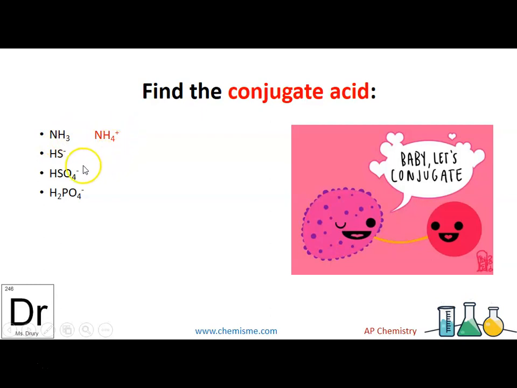Notice the charge. HS minus becomes H2S. HSO4 minus becomes H2SO4. H2PO4 minus becomes H3PO4. So notice that their conjugate acids always have more and more hydrogen ions, which makes them more acidic, and the charge goes up.